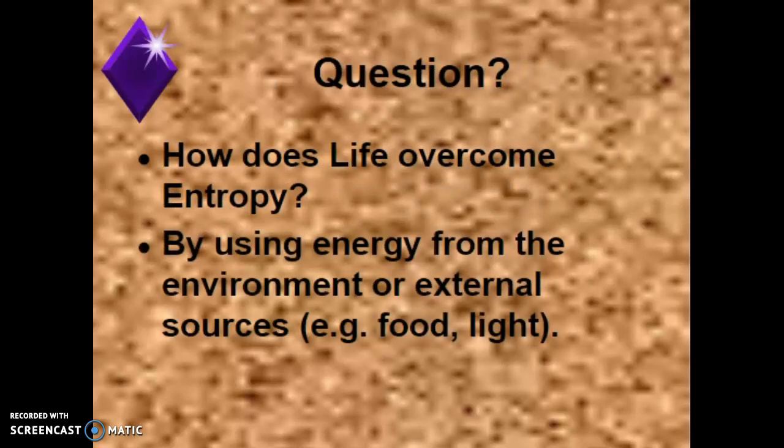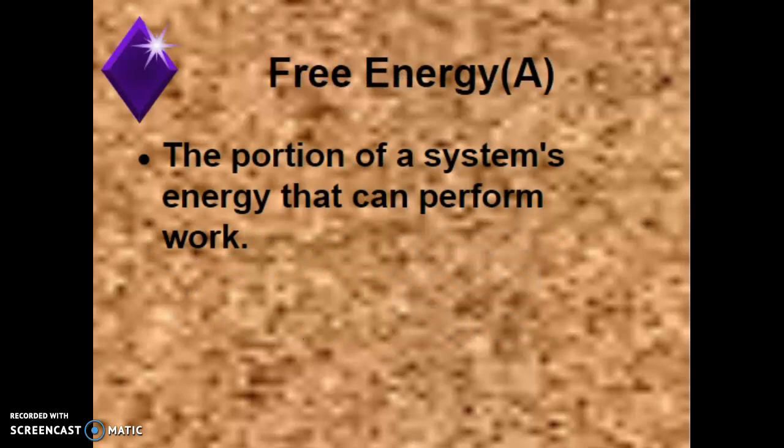So how does life overcome entropy? How does life overcome chaos? We use energy from the environment to drive us forward. Whether we consume that energy or whether we're a plant and we produce that energy from light, we take an energy input to overcome the chaos that should follow.